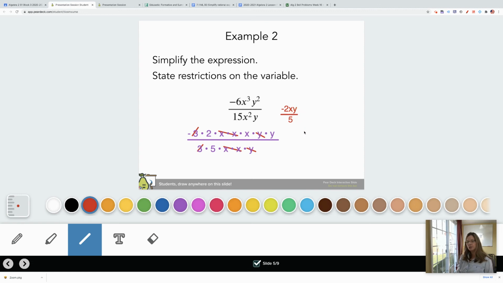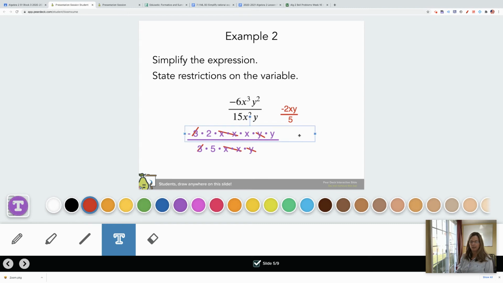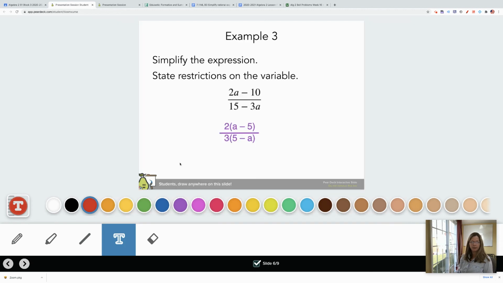And as far as restrictions on my variable, someone might say, well, there are no restrictions because 5 is not equal to 0. But be careful, there was an x and a y originally. And so we have to denote those as restrictions, that neither x nor y can equal 0. So my 2 restrictions are x cannot equal 0 and y cannot equal 0. Those are our restrictions. And so we'll do one more here on this lesson, and then we'll have you try some.